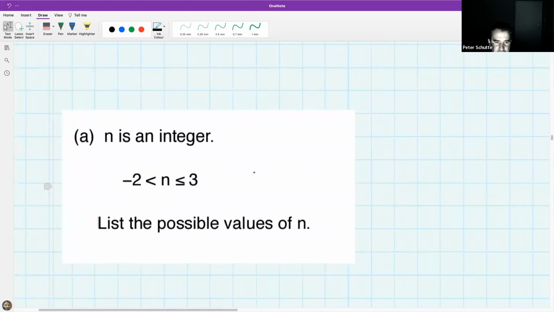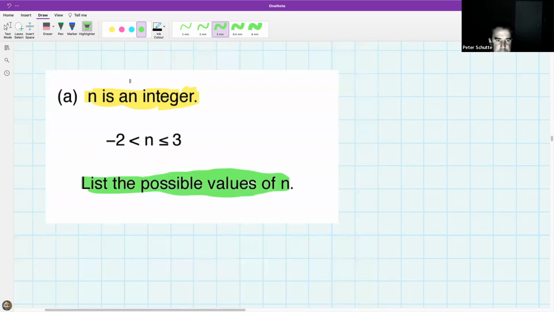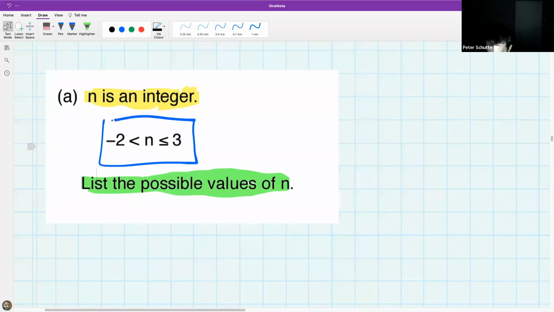Okay, here's a little bit different type of question. It says here, n is an integer. So integers are the numbers without fractional bits. n is greater than -2, but less than or equal to 3. List the possible values of n. So what possible values of n are there that obey this inequality? I want you guys and girls to try and write that down for me.